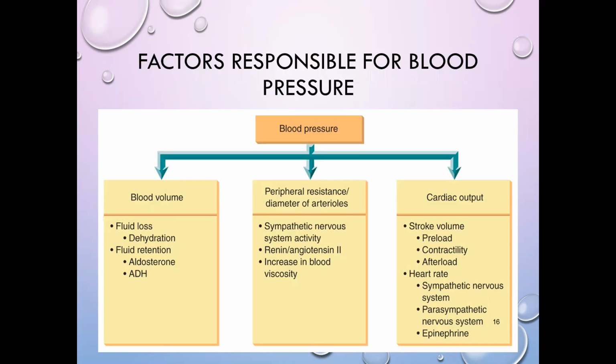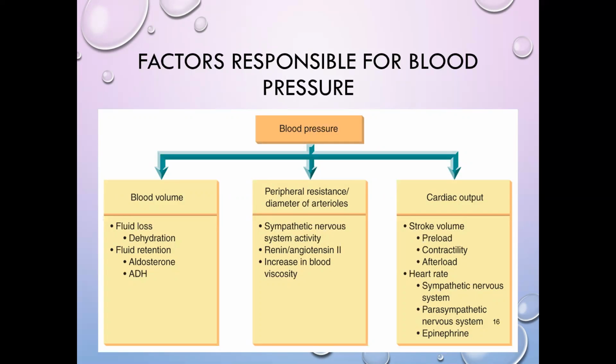So factors responsible for blood pressure. These are 3 main factors that influence blood pressure. So blood volume is the total amount of blood in the vascular system, which is approximately 5 liters. So there's fluid loss or dehydration, which will cause blood pressure to drop, along with medications such as diuretics, which will cause the fluid loss, leading to decreased blood pressure. Then there's the fluid retention due to aldosterone or antidiuretic hormone, or ADH. That is the extra fluid that will increase the pressure in the arteries, which in turn increases the blood pressure.